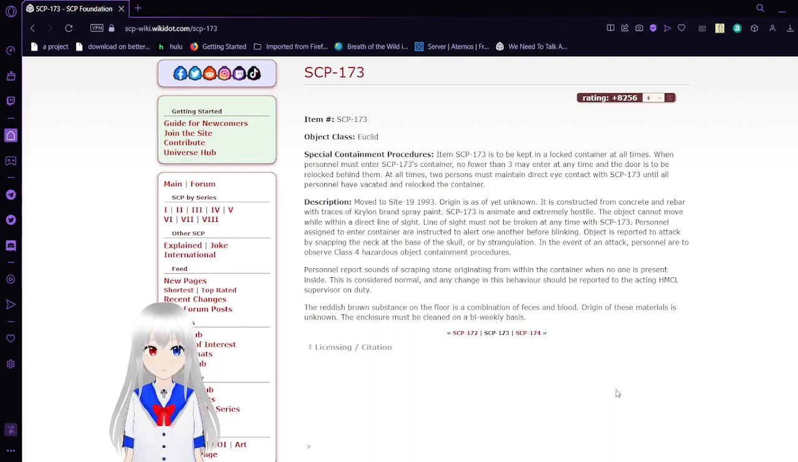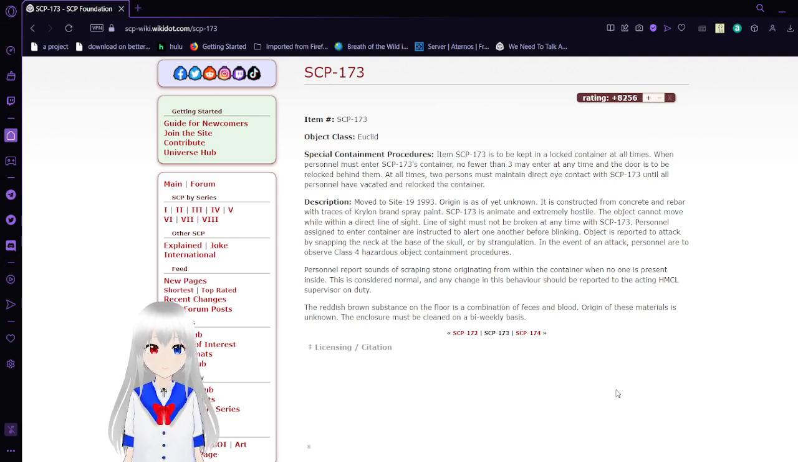Description: Moved to Site 19 in 1993. Origin is as of yet unknown. It is constructed from concrete and rebar, with traces of Krylon brand spray paint. SCP-173 is animate and extremely hostile. The object cannot move while within a direct line of sight. Line of sight must not be broken at any time while in the presence of SCP-173.